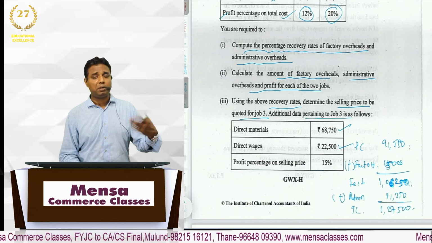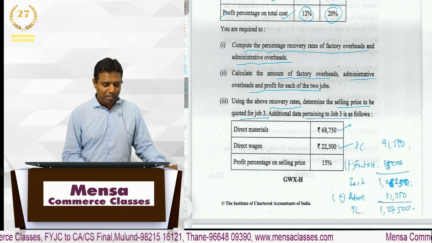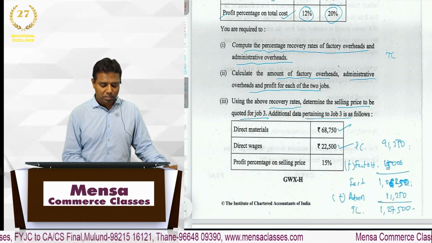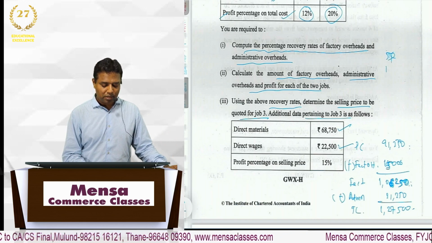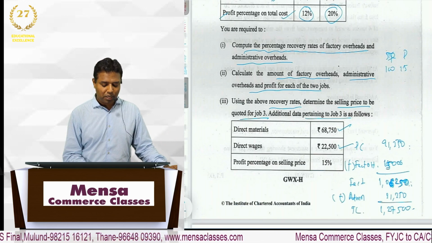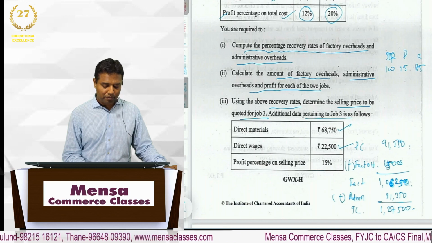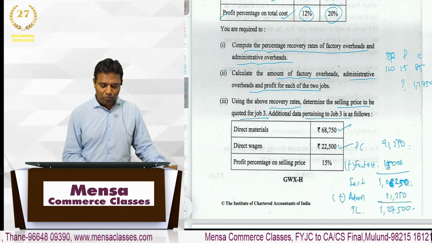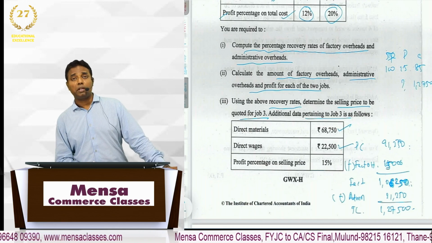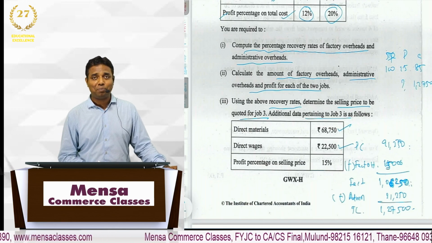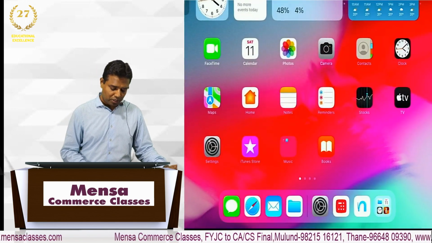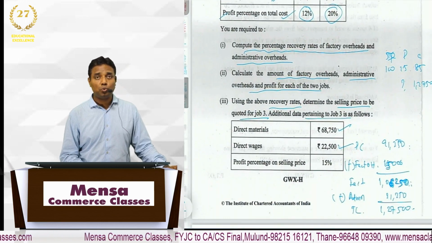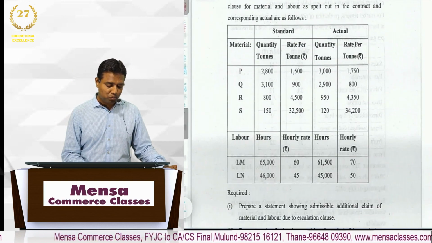It is 15% of selling price. So very simple, no? Like you say, selling price is 100, so profit is 15, cost becomes 85. So I have the cost 1,27,500. So you cross multiply, you get the profit, add the profit, you'll get the selling price. That sorts out question number 2A3. Let's move on to the next one.